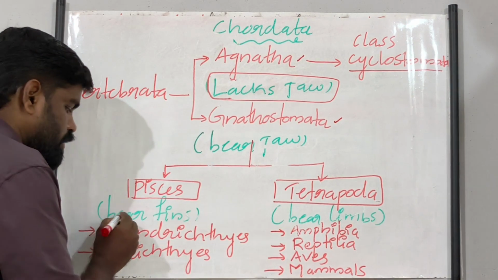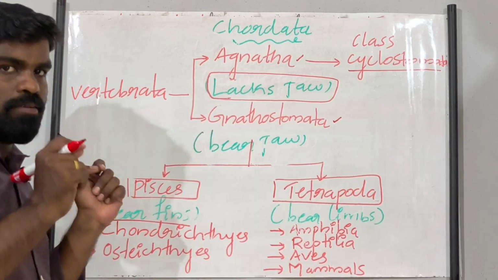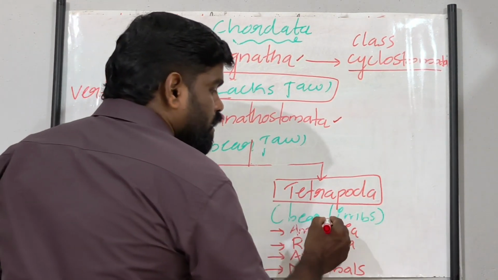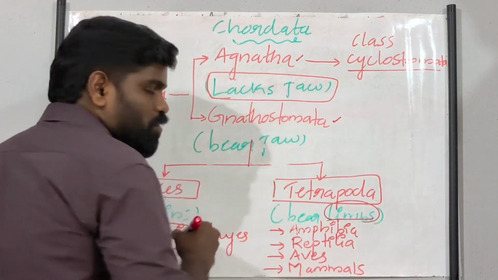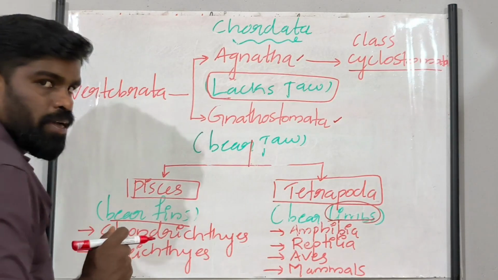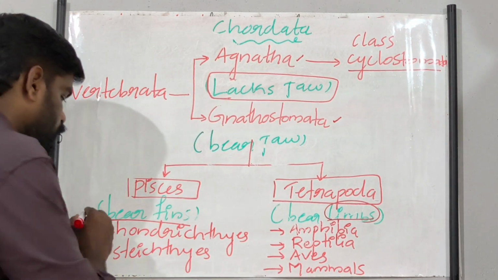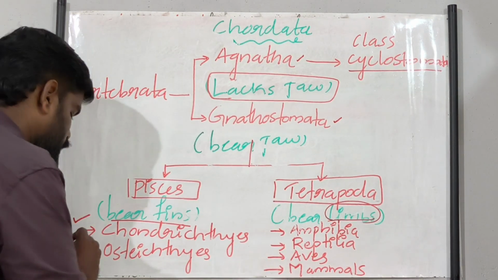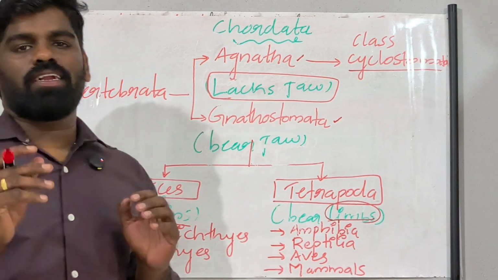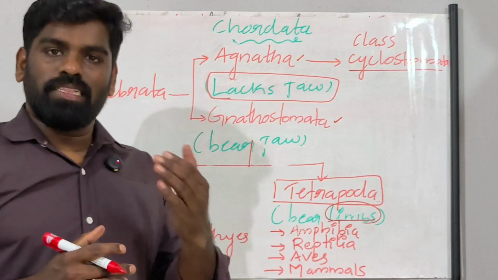Pisces bear fins, as we all know fishes have fins. Tetrapoda bear limbs. This also you have to keep in your mind. Pisces bear fins, Tetrapoda bear limbs. Now in Pisces itself, two groups are there: Chondrichthyes and Osteichthyes. The differences between Chondrichthyes and Osteichthyes are also very important, which we can discuss in the upcoming videos.